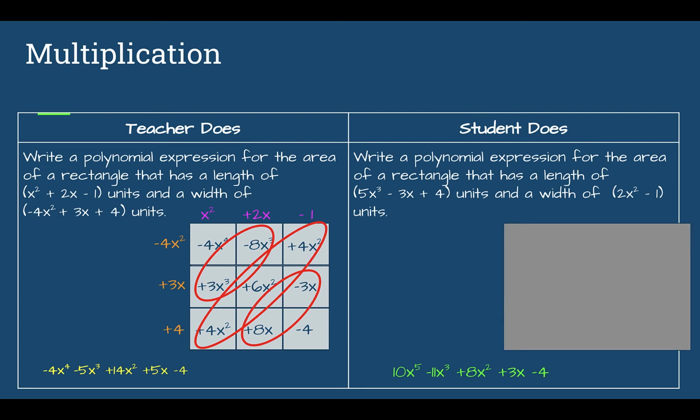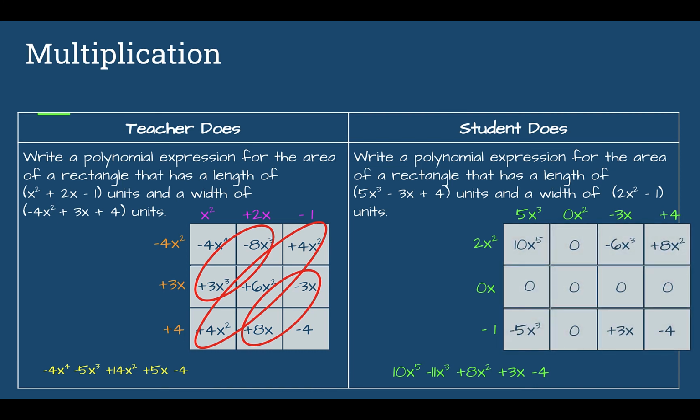If we had this area, notice how I set it up, it looks a little different. That's because we're actually missing terms within our polynomials. So on the top, we had 5x to the third, there were 0x squared terms, then minus 3x plus 4. On the side, we had 2x to the second, but 0 x's, and then minus 1.